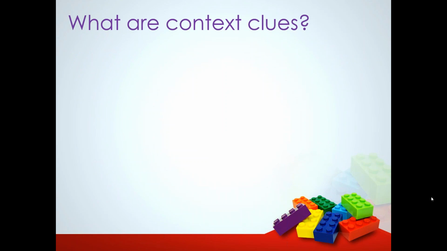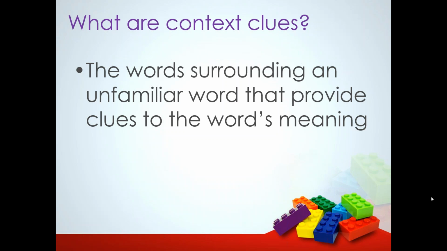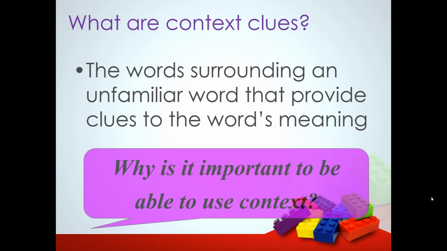So now we want to talk to our students about what context clues are. We just said we use the context clues to figure out those nonsense words. And so what are they? They're the words surrounding an unfamiliar word that provide clues to the word's meaning. And why is it important to be able to use those? It's really going to help them with their reading. It's going to help them understand words better, to understand the text better. It's going to save them a lot of time from not having to look up words in the dictionary.